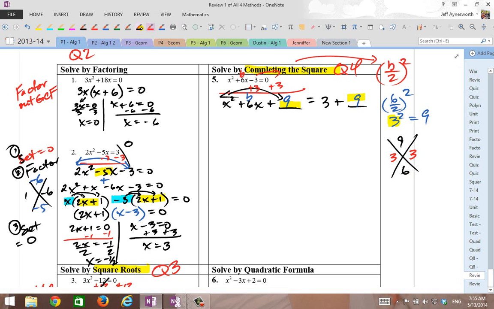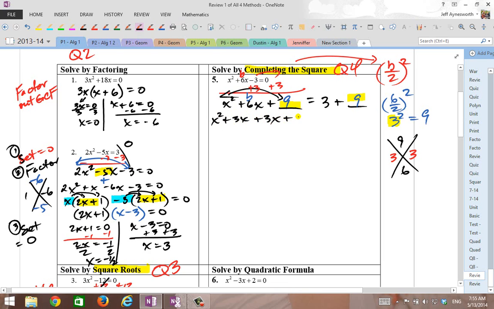All right, let's factor by grouping now. Let's split the middle term. So you have x squared plus 3x plus 3x plus 9 is equal to 3 plus 9, or 12. I just split the middle term like we always do in the factor by grouping. And then we're going to factor out the common factor and solve it by square rooting, believe it or not. Okay, so here's the first group, here's the second group. There's an x in common, so let's factor it out.